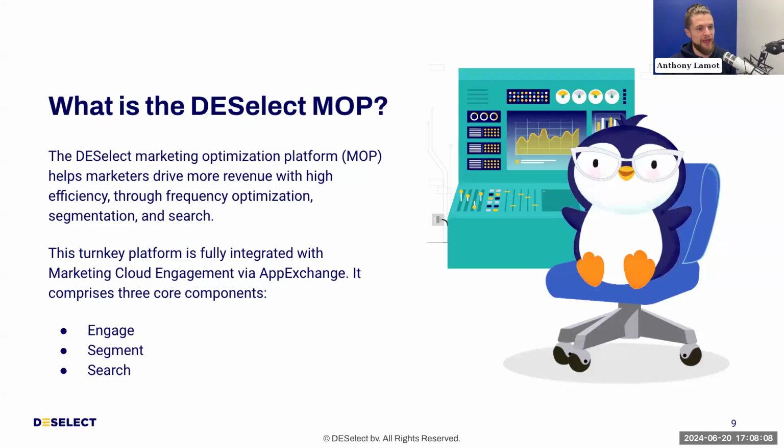So now that we've done a quick roundup of what Data Cloud is, it's important to now take a pause and see, what does DESelect do? And DESelect, while originally it was known as just a segmentation plugin, it has really grown into this multi-capability platform that we call the Marketing Optimization Platform, or MOP. And the idea of an MOP is that it helps marketers drive revenue with high efficiency through frequency optimization, segmentation, and search.